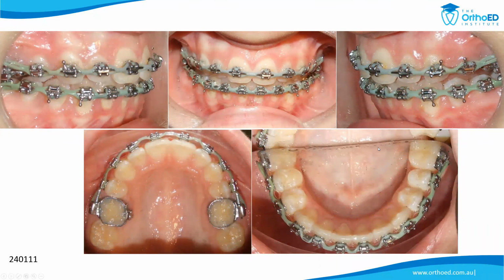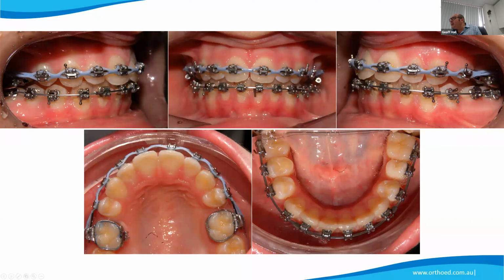So you just put some vertical elastics on that when you go to finishing wire, would you? I would do. The only problem at the moment is what I'm seeing, see how that's tipped in lingually.